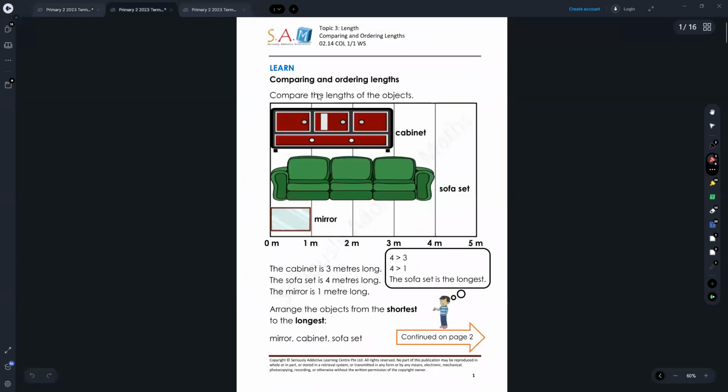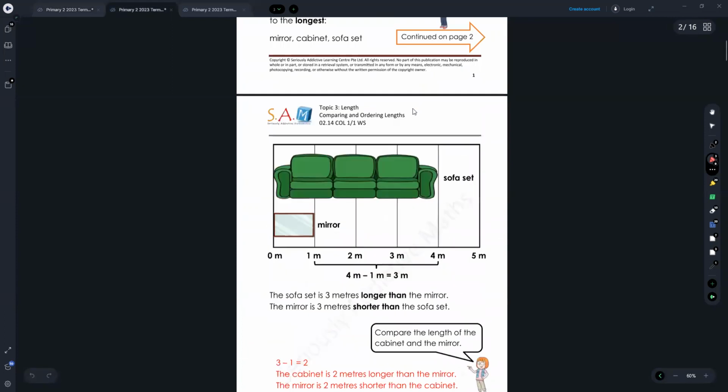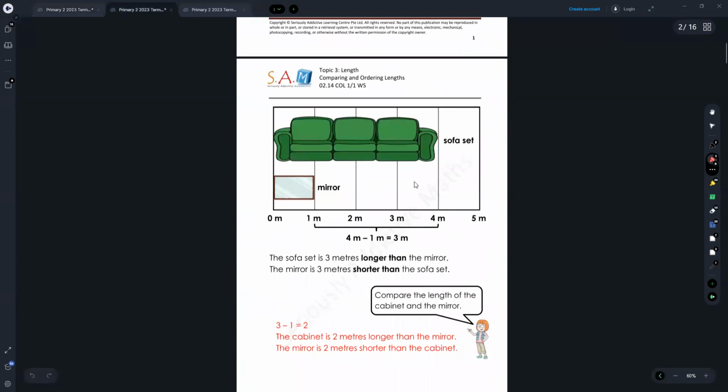All right. The second booklet is comparing and ordering lengths. Seemingly easy, because all they need to do is to look at the representation here. These are quite easy because if you look at it, all of them start from 0. So obviously the mirror is 1 meter, the sofa is 4, and the cabinet is 3 meters. However, for other questions, you need to take note, and we'll look at some of these questions later.